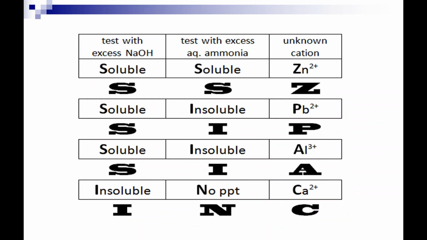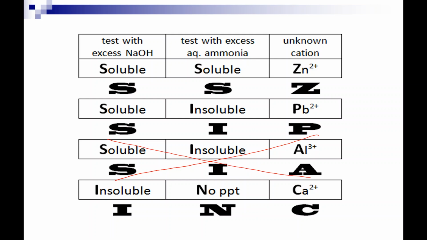As mentioned in the previous slide, there are 4 cations that give a white PPT when aqueous sodium hydroxide or aqueous ammonia is added. They are Zn2+, Pb2+, Al3+, and Ca2+. However, as mentioned earlier, Al3+ is out of the syllabus. We can make use of these acronyms to help us remember the solubility of the PPT in excess aqueous sodium hydroxide and in excess aqueous ammonia. They are SSZ, SIP, and INC.